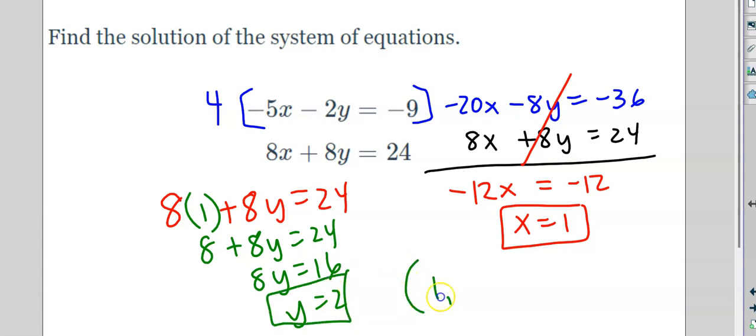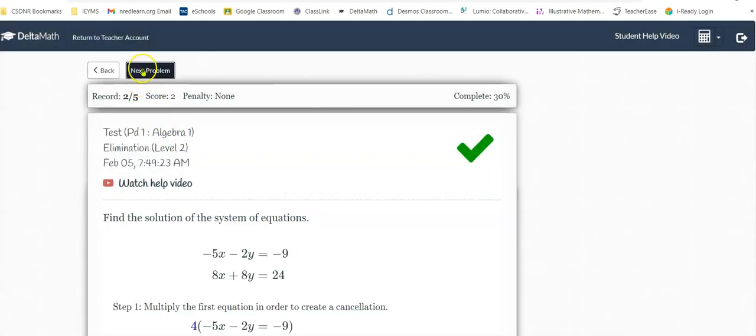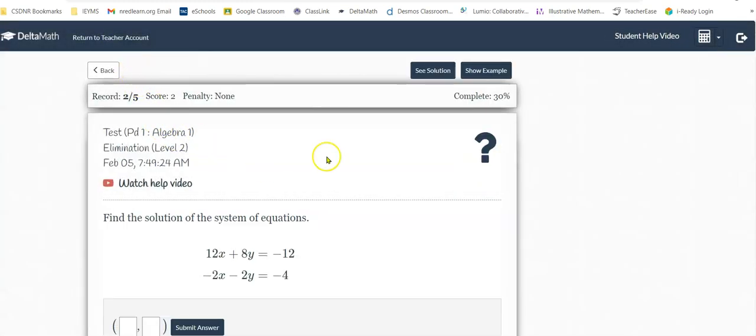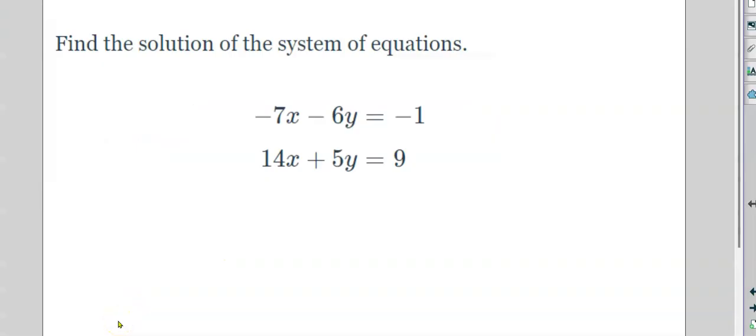Write your answer as an ordered pair and type that in the solution box. Let's see if I can find one that has to do a little bit more work. Okay, this one doesn't require more work, but it does eliminate a different variable this time. So these have opposite signs and these have opposite signs.